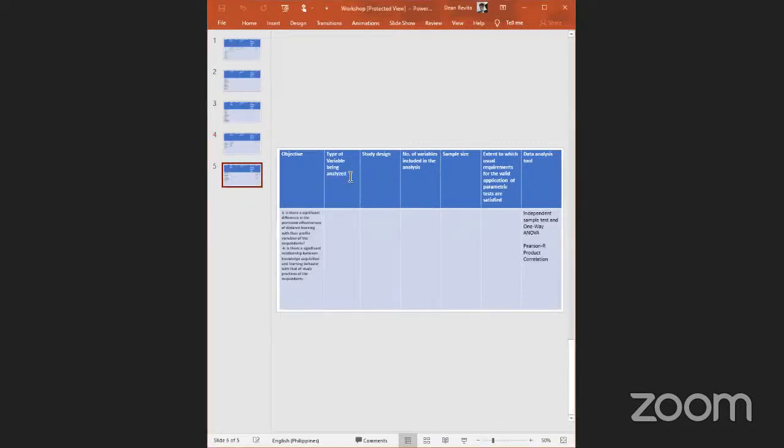For our last two objectives, we want to identify if there is a significant difference between the perceived effectiveness of the distance learning mode when grouped according to the profile variables of the respondents. And lastly, is there a significant relationship between the knowledge acquisition and learning behavior with the study practices of the respondents. So the data analysis tools to be used are the independent sample test and one-way ANOVA. And at the same time, the Pearson product correlation.